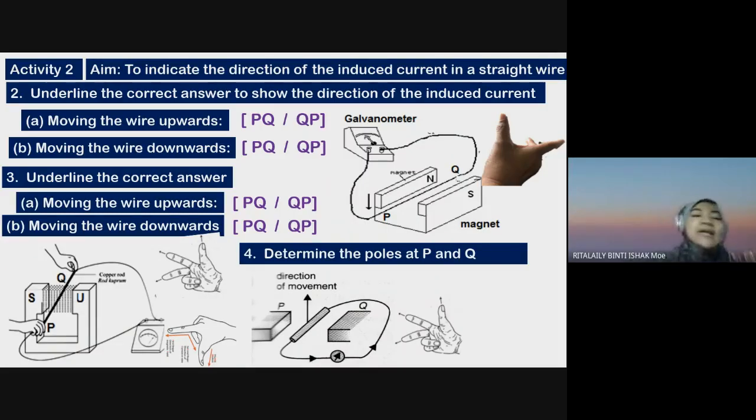Let's look at the diagram here. Let's focus on number two. We have two magnets and a conductor connected to a galvanometer. The first one, the wire is moving upward. Which direction is the current, from P to Q or Q to P? Use your Fleming right hand rule.